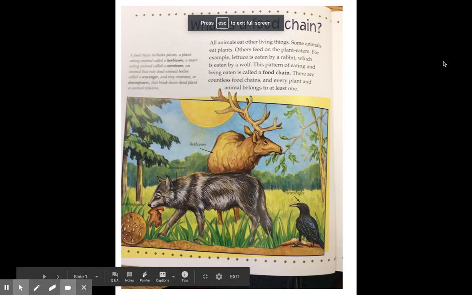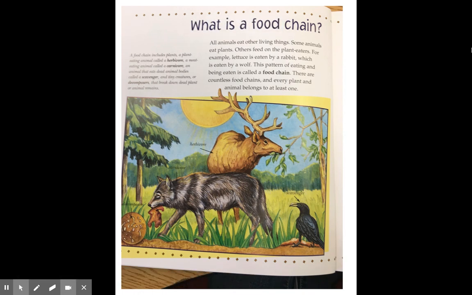Hey guys, today I'm going to read to you about food chains and food webs. This is from a book called What Are Food Chains and Food Webs? It gives you a pretty good summary of all the information you need to know about the topic. And I want you to make some Cornell notes to go with this information.